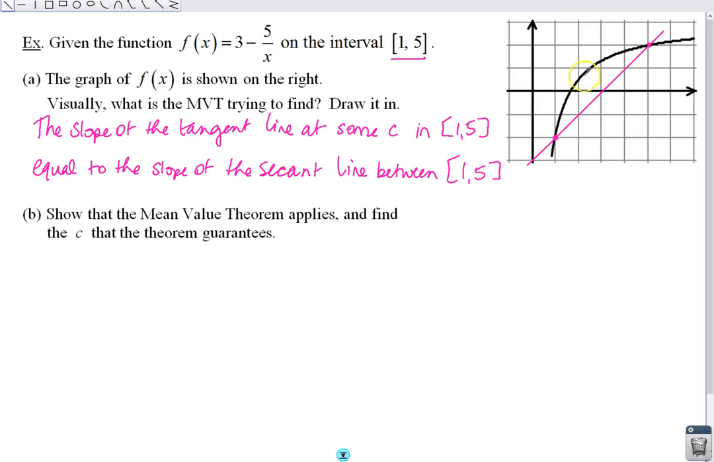And what do you think? I feel like it's probably about right there. It's not perfect. Yeah, there we go.